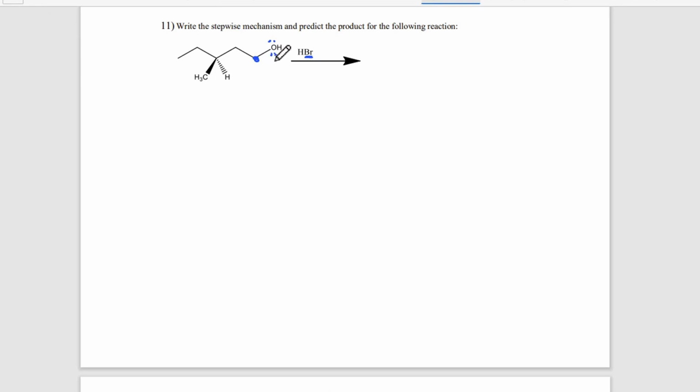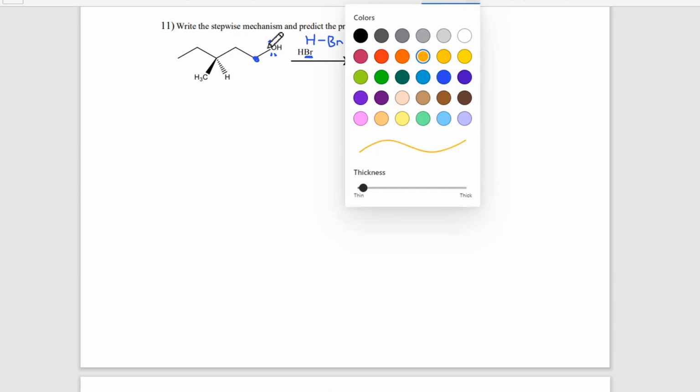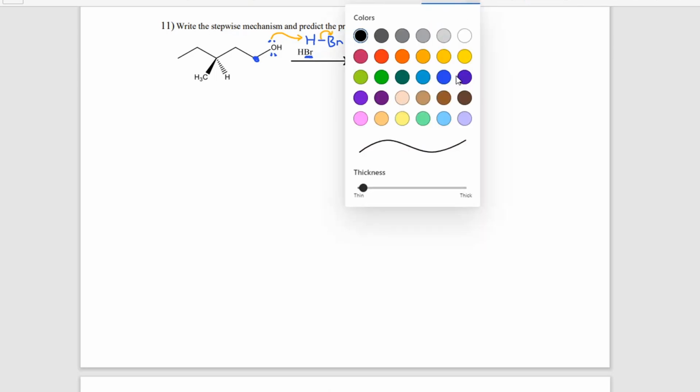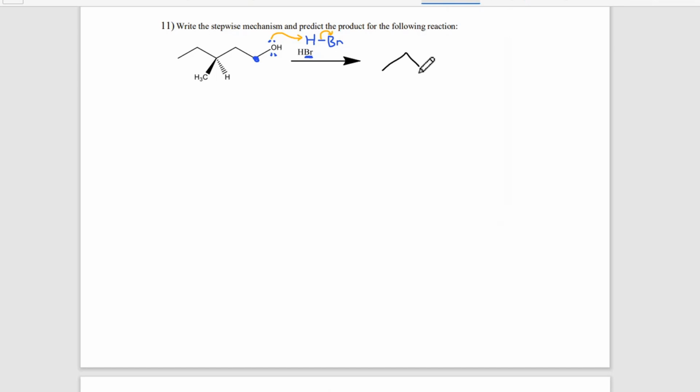So what's the first step in this reaction? Nucleophilic attack? You can't have a nucleophilic attack if you don't have a good leaving group. We have to add an H plus, right? You have to protonate the alcohol. So I'm going to go ahead and protonate the alcohol. The OH is going to grab this hydrogen. It's going to kick out the electrons onto this bromine. And that's going to give you the first step product, which is OH2 plus.